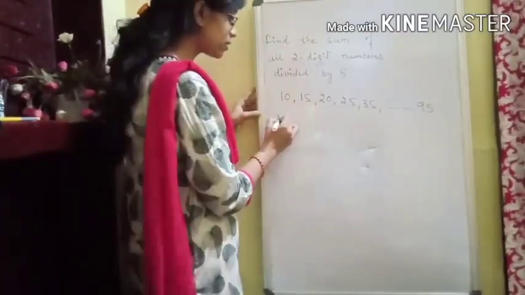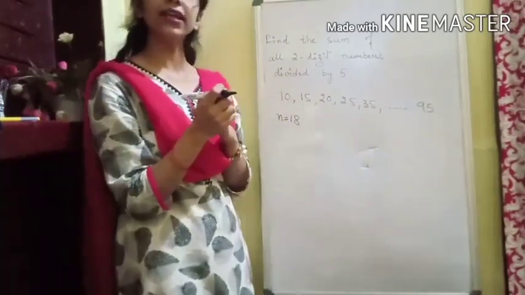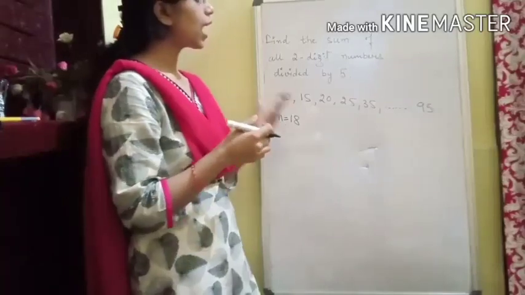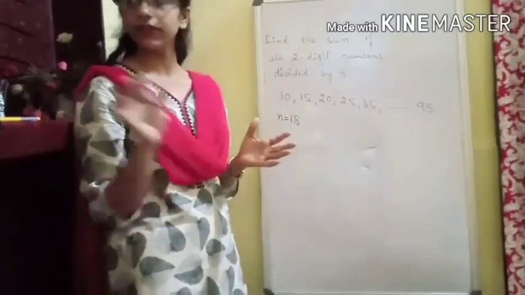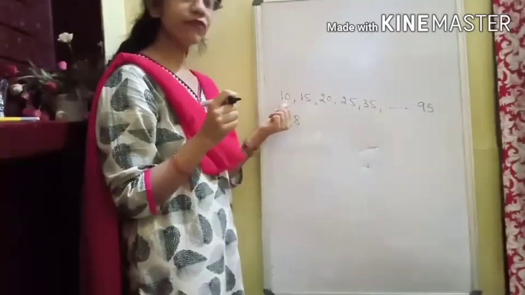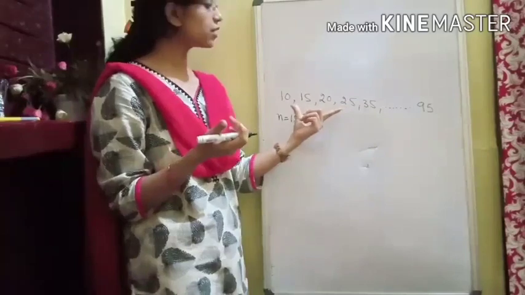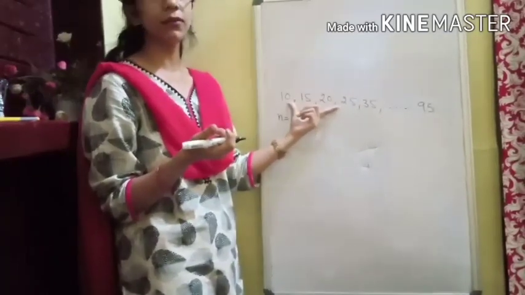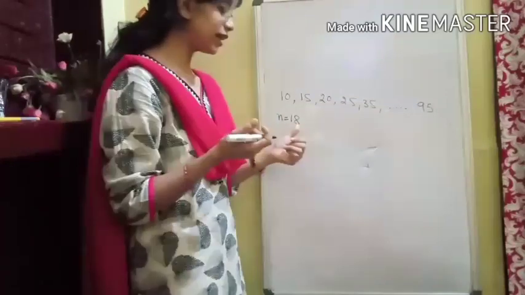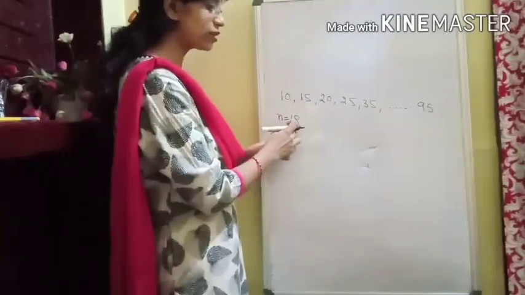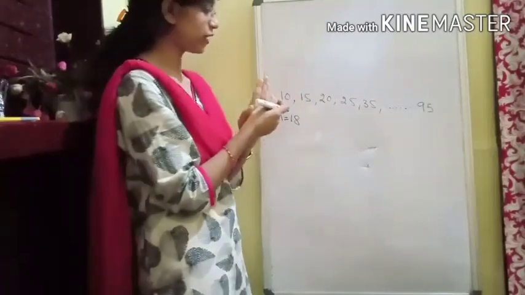That means the value of small n would be 18. Altogether how many numbers are there? 18 numbers. And we have to find the sum of all 18 numbers. Are you clear? These are the 2 digit numbers which are divisible by 5. Now if you see how many numbers are there, 18. So that means the value of small n is 18. We know how many numbers we have to add, 18 numbers.